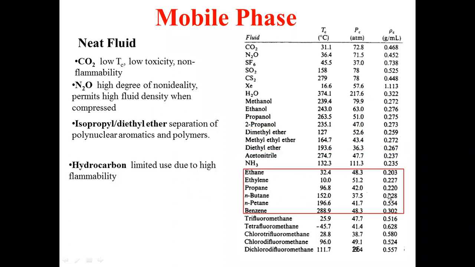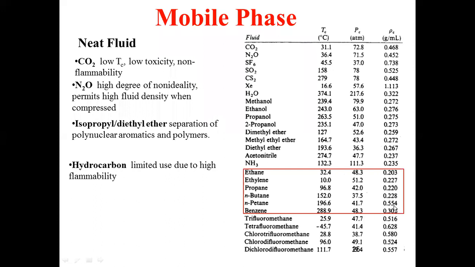And even some hydrocarbons can also be used, including ethane, ethylene, propane, N-butane, N-pentane, and benzene, which also have critical temperatures of 30 to 10. You can look at ethylene, which has a very low critical temperature. So 96.8 degrees Celsius for propane, 289 for benzene. And similarly, the critical pressures of 48, 51, 42, 37, 41, 48, etc.